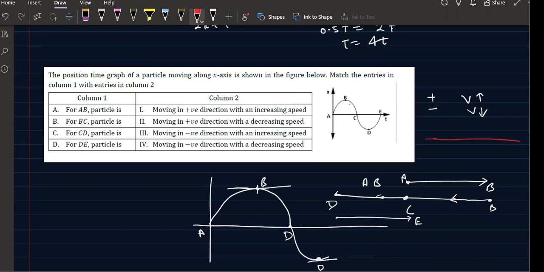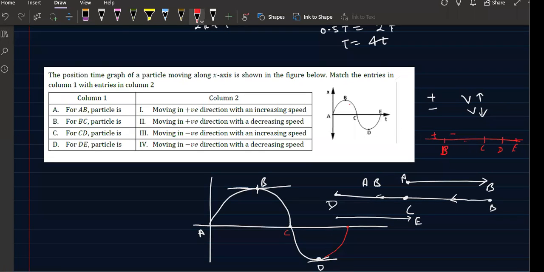So we have points A, B, C, D, and E. From A to B, it became positive to negative. So it is decreasing, yes or no? From A to B, it is decreasing. Now from B to C, it is increasing. From C to D, again it is decreasing. And D to E, again it is increasing.